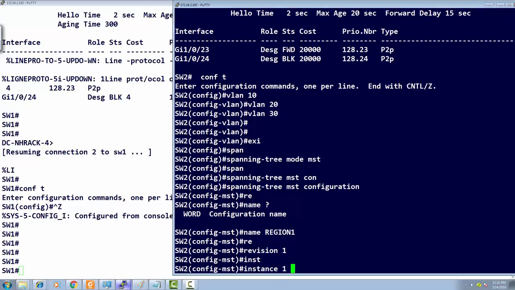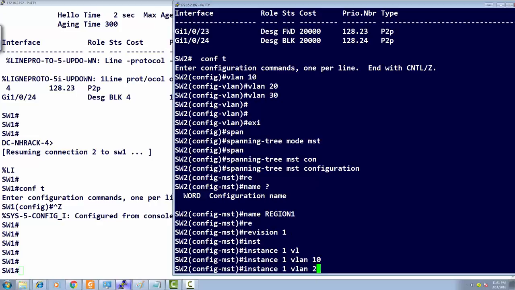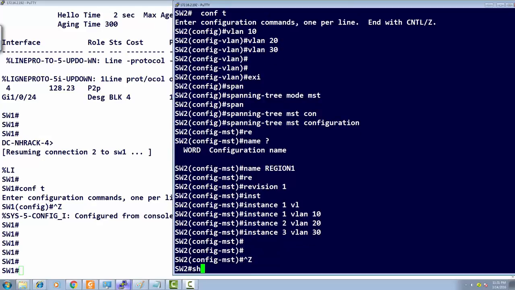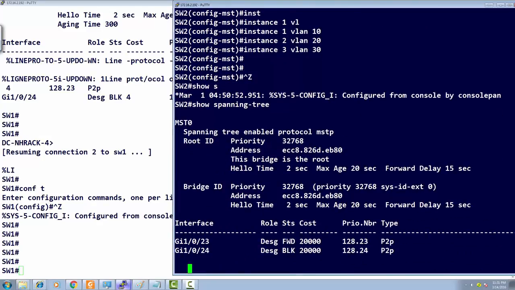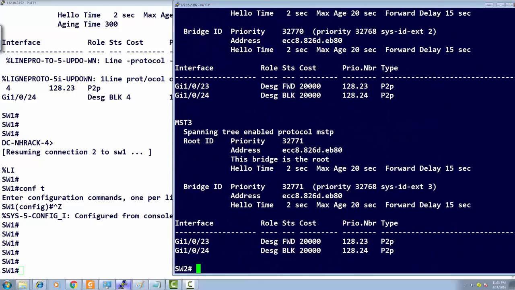Next thing I'm going to do is instance, and I will put VLAN 10 into this instance. I'll create another instance, and I'm going to put that in as well. I'll say show spanning tree. And you see I have MST0, MST1, MST2 and MST3 here, right? But I don't see VLANs.